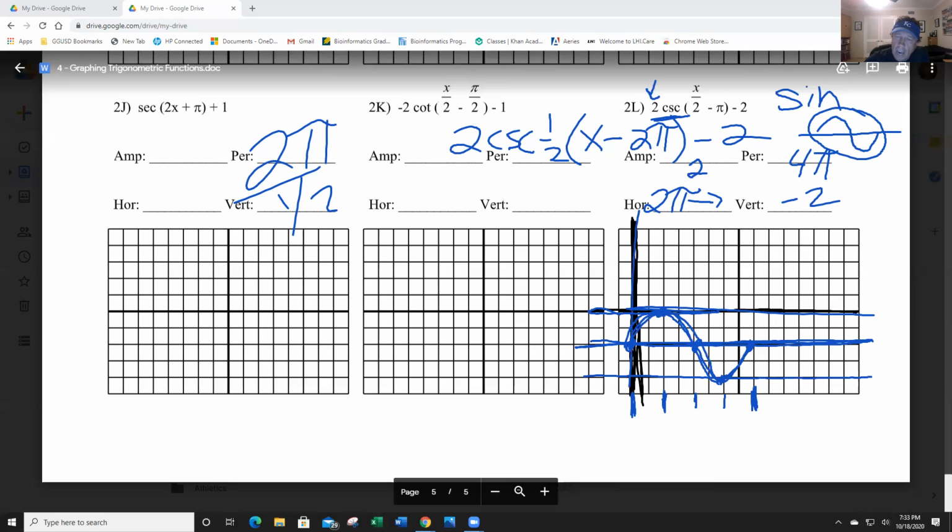Okay, now, every time it crosses the midline, that's an asymptote. So, now, the drawing, of course, the 2 parabolas go here and go here, because that's the inverse of the sine. All right. Fantastic. That went pretty good.